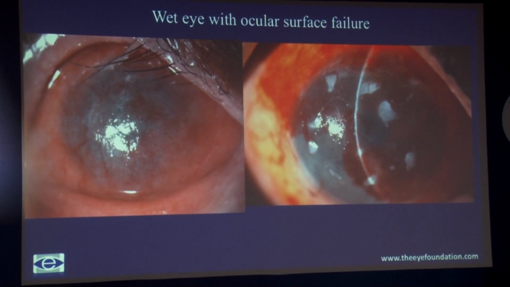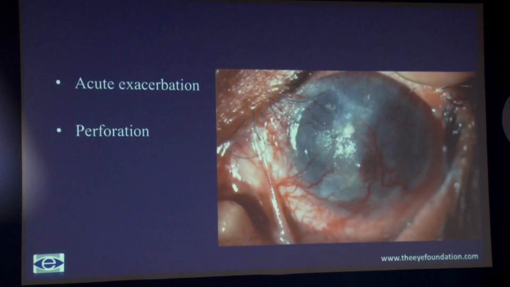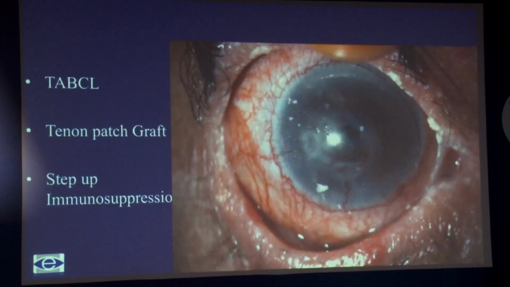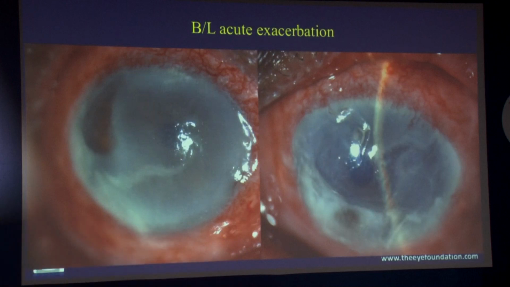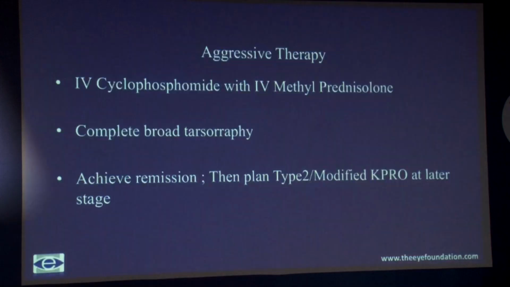Just an example of a wet eye where you have a significant pannus which has grown and you can do it. You may have acute exacerbations during the course of the disease leading to corneal perforations, and you have to either treat them with tissue adhesive cyanoacrylate glue or Tenon patch grafts. And once you step up the immunosuppression and treat the acute exacerbations, you can still go back to scleral contact lenses.